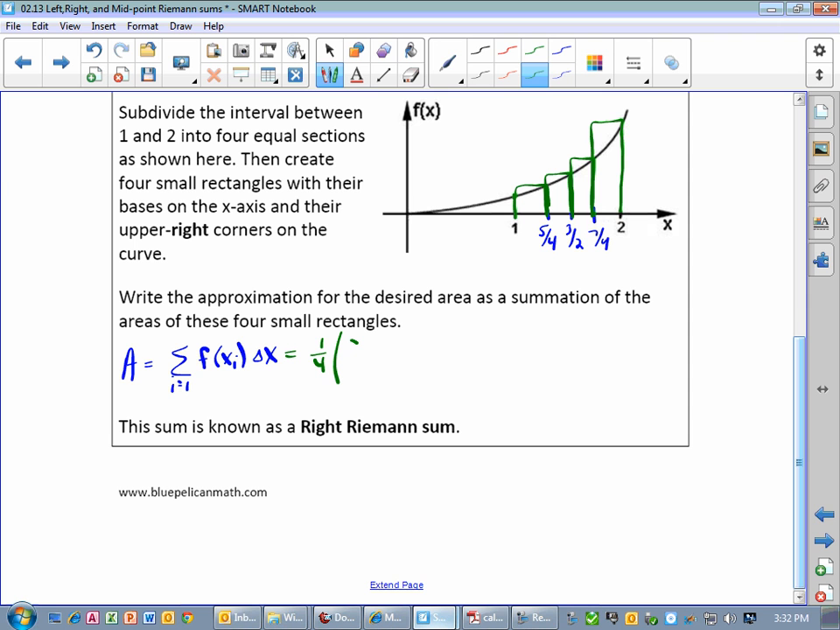Right, so we have f of 5/4 plus the next height, f of 3/2. The next height, f of 7/4. And then the last one we actually have f of 2. So notice how on a left Riemann sum we left out the final x value in our interval. On a right Riemann sum we leave out the first x value in our interval. And this again is known as a right Riemann sum because we start from the right.